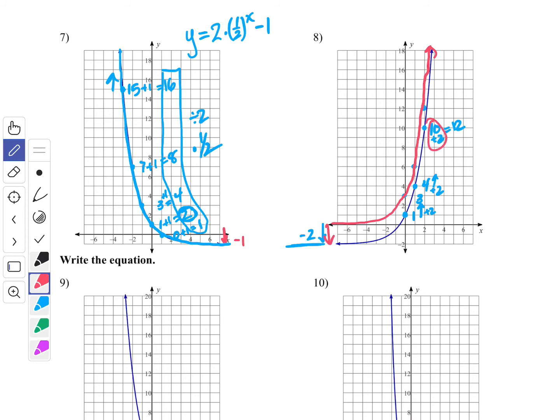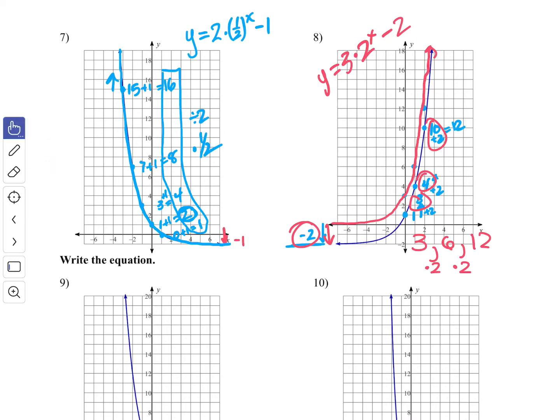Okay, but because we shifted everything down 2, it shifted all these numbers down. So really what my numbers were starting at 3, that was our y-intercept, then 6, then 12, which would be times them by 2 here. So I'd go y equals 3 times 2 to the x. Then we shifted everything down 2, and then I'd put a minus 2 there. So that's kind of tough to deal with, but that's how we deal with those ones.